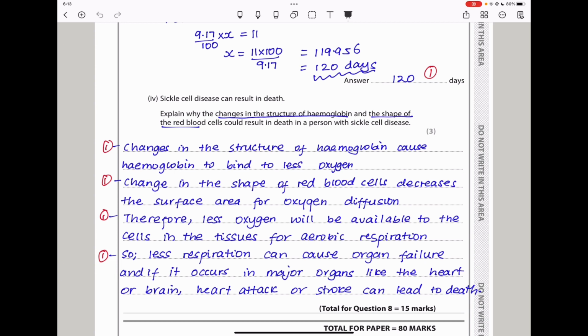Part 4, they say sickle cell disease can result in death. Explain why the changes in the structure of hemoglobin and the shape of red blood cells can result in death in a person with sickle cell disease. Here I said, changes in the structure of hemoglobin cause hemoglobin to bind to less oxygen. Also, changes in the shape of red blood cells decrease the surface area for oxygen diffusion. Therefore, less oxygen will be available to the cells in the tissues for aerobic respiration. So less aerobic respiration can cause organ failure, and if this occurs in major organs like the heart and the brain, a heart attack or a stroke would result in death.